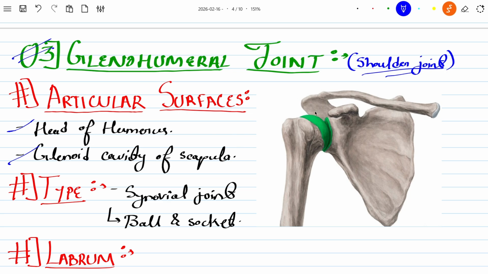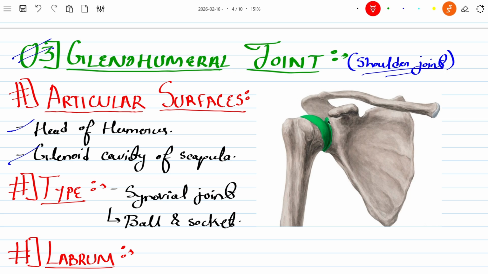One thing I want to show you here in the diagram, that I want you guys to observe over here. You can see we are having very less concavity present at the glenoid cavity, and the convexity, or else we can say the size of the ball of your humerus, is very large as compared to the concavity.